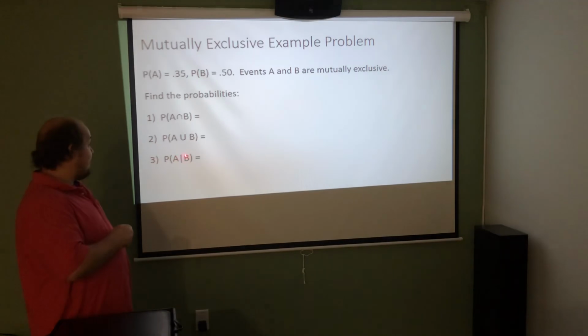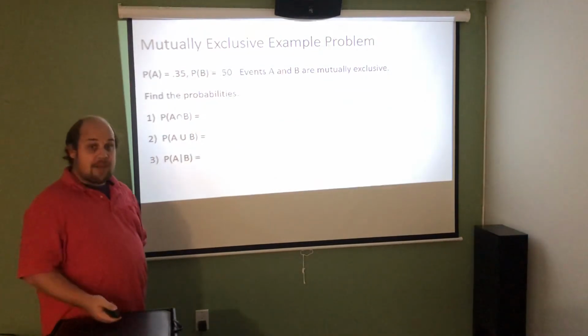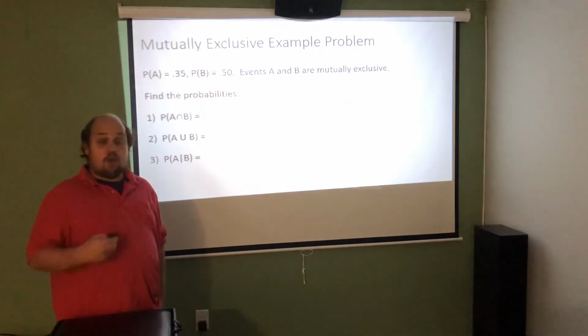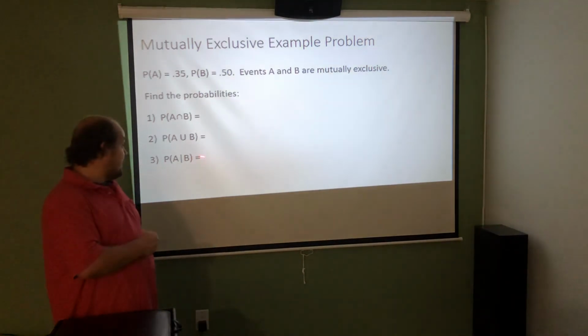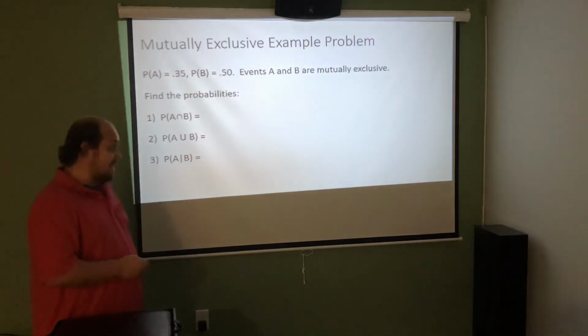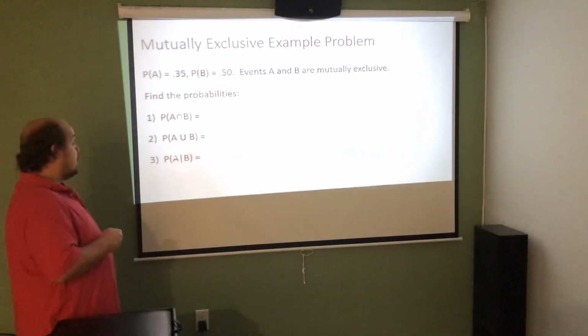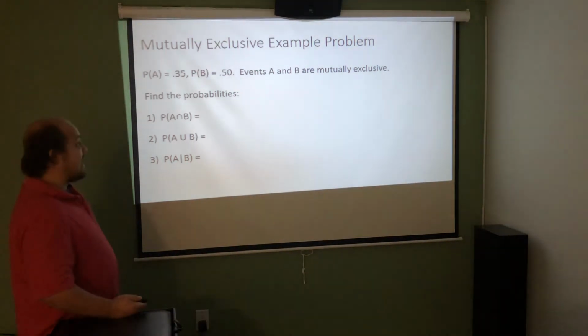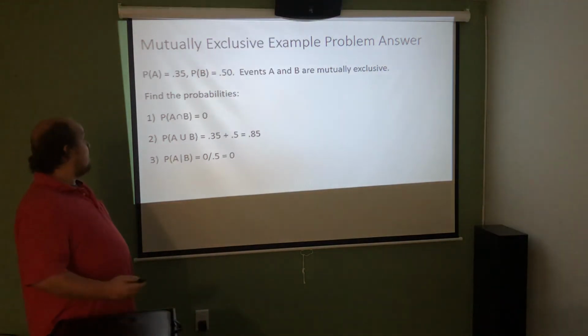For the probability of A given B, this would really be the probability that both happen at the same time divided by the probability that B happened. But we know there's 0% chance that both happen at the same time, so this ends up being 0. Another way of seeing it is, since it's conditioned on B already happening and we know they're mutually exclusive, if B already happened, we know there's a 0% chance that A is going to happen. So here are those answers: 0, 0.85, and 0.